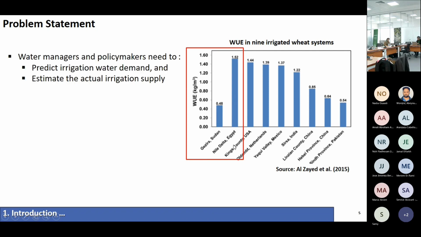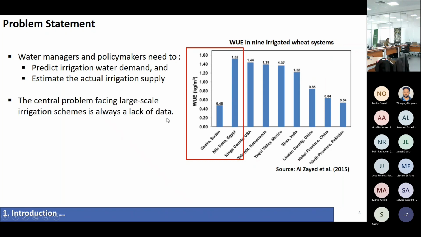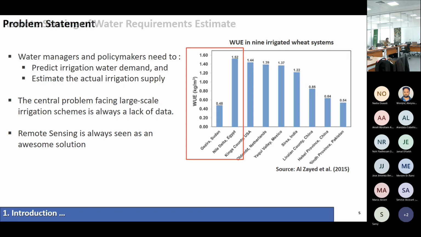To provide such information using new tools like remote sensing for water managers and policymakers, we would like to know exactly how much water demand there is for this section and how much water should actually be supplied for better management. The only problem that we face in most of the case studies that we are dealing with is the lack of data. And that's why we always see remote sensing as the awesome solution.